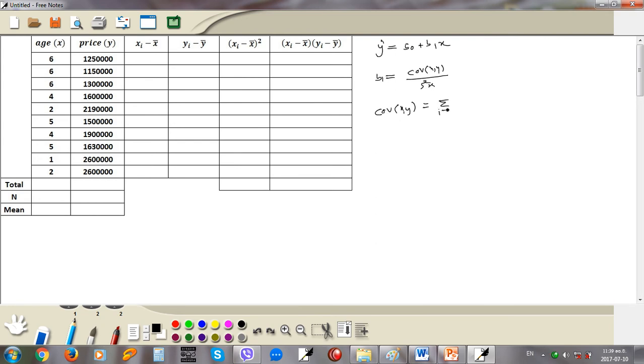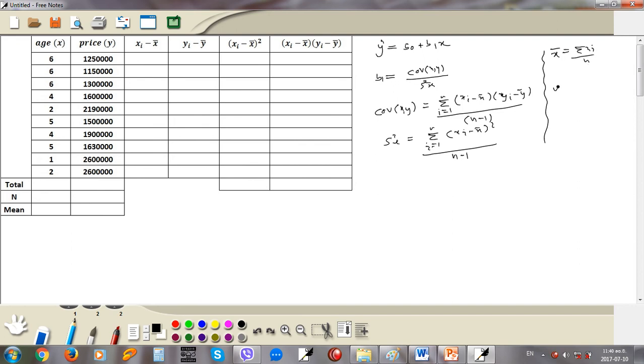The covariance of xy we defined as the sum from i equals 1 to n of (xi minus x bar) times (yi minus y bar) over n minus 1, and the variance of x we defined as the sum from i equals 1 to n of (xi minus x bar) squared over n minus 1, where x bar equals sigma xi over n and y bar equals sigma yi over n.